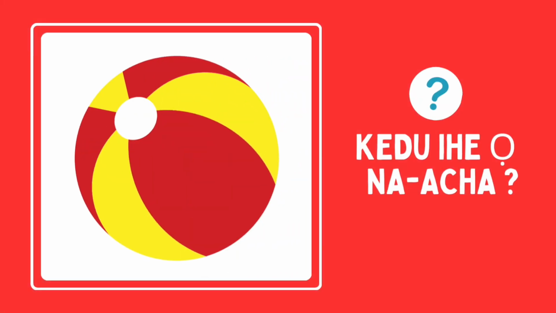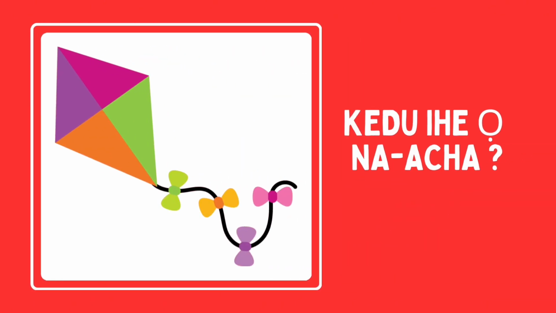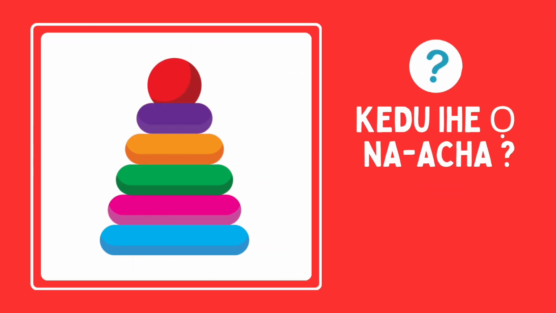Kedu ihe ọ na-acha? What's the color? Kedu ihe ọ na-acha? What's the color of this puzzle? Kedu ihe ọ na-acha? What's the color you see on the kite? Kedu ihe ọ na-acha? What's the color on this set of stacking toys?